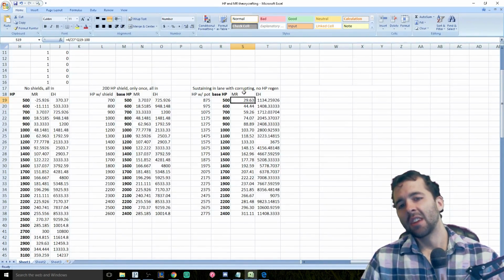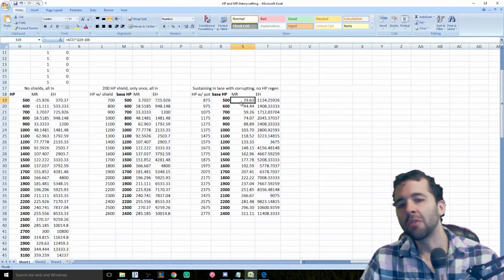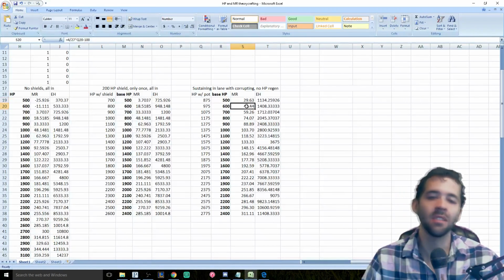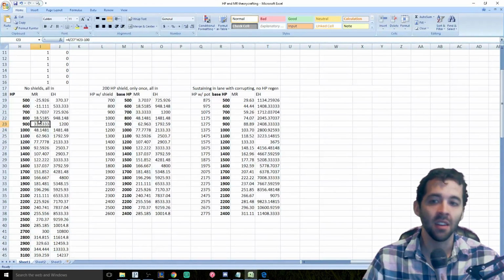So that's kind of negligible for now, but obviously you can see, the more external circumstances, the more MR is helpful. But just in a pure burst damage situation, it's actually a lot less helpful than you might think.